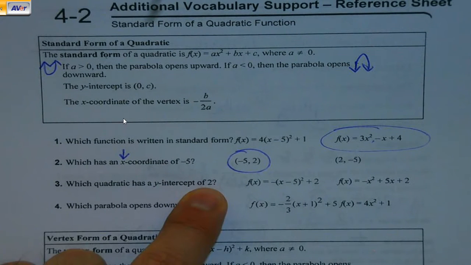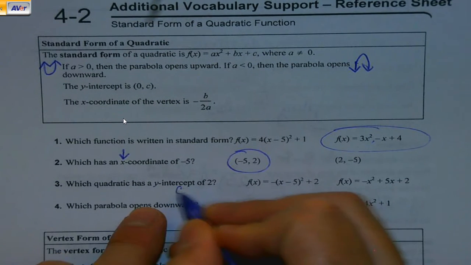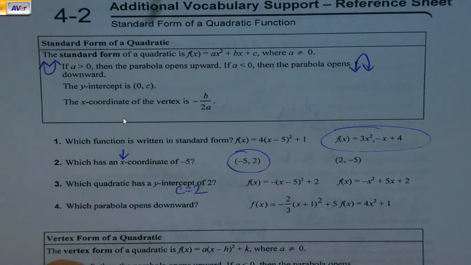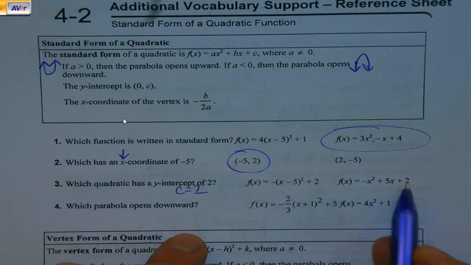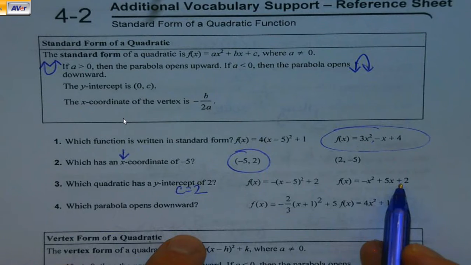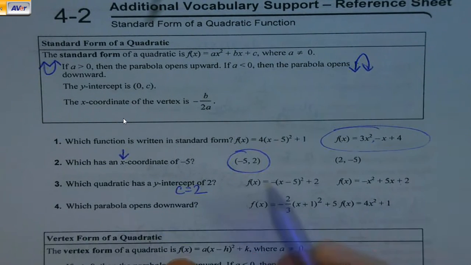Which one has a y-intercept of 2? Now some of you may go, well, wait a minute. My last value here is 2 on both of these. Now that's true. But this is only true in standard form.